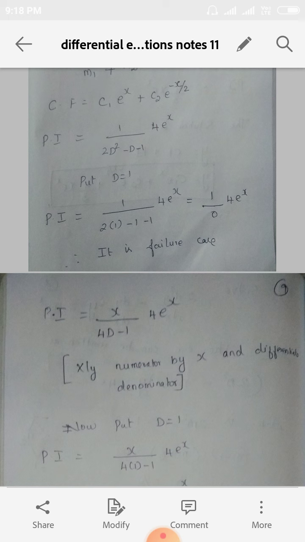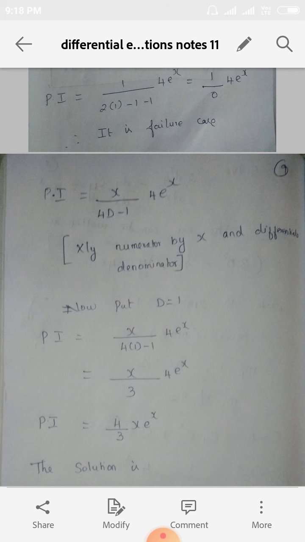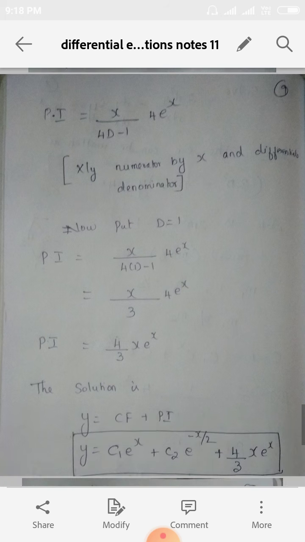Okay, when we get the failure case, multiply the numerator with x. So put x in the numerator, divided by the derivative of the denominator. What is the denominator? 2D square minus D minus 1. Now differentiate this, we get 4D minus 1, into, write the right-hand side term, 4 e power x. Then again put D is equal to 1. So we get x by 3 into 4 e power x. So this is the particular integral.